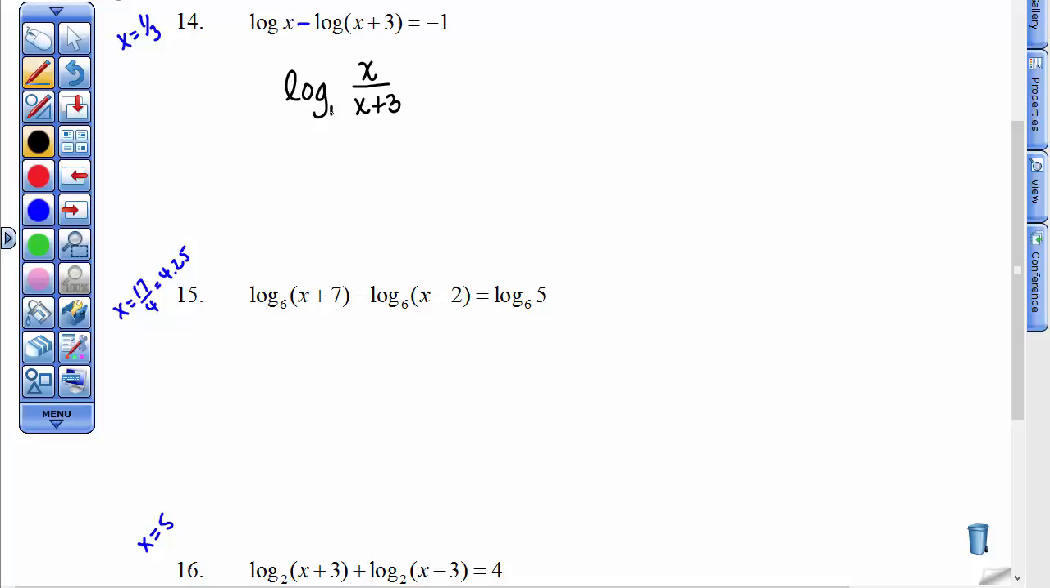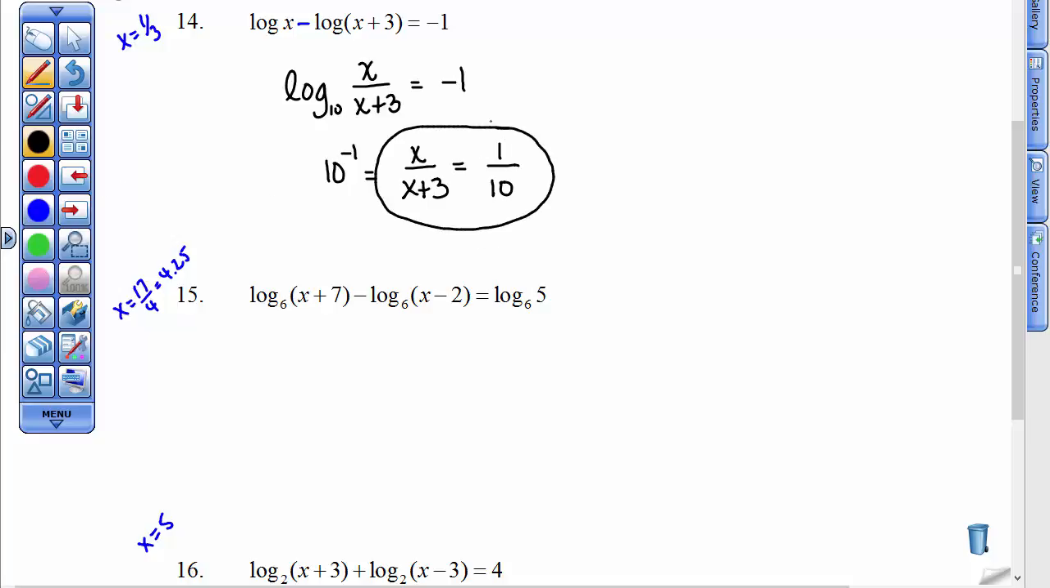My base is understood to be a 10 here, and my right side is a -1. So I now can write this in exponential form. So 10 to the -1 power will equal x over x plus 3. But 10 to a -1, don't forget, is 1 over 10 to the +1, or just 1/10. So let's take this proportion now and set the cross products of 10x equal to 1 times x plus 3. So 10 times x equals 1 times x plus 3, which is just x plus 3.